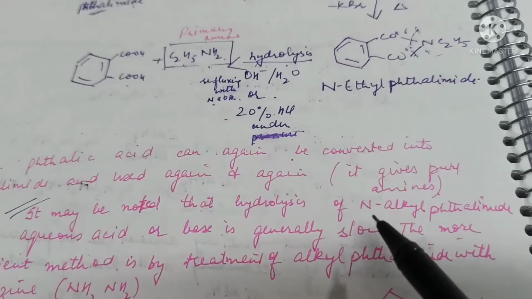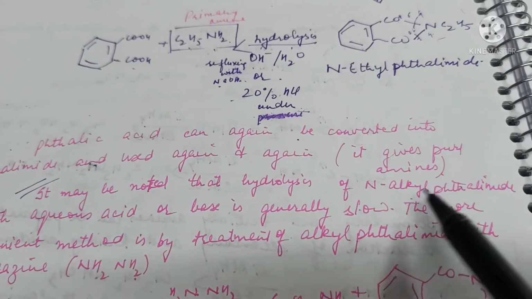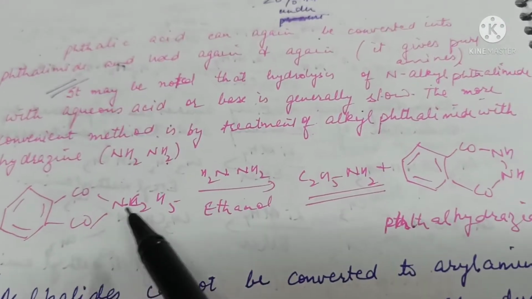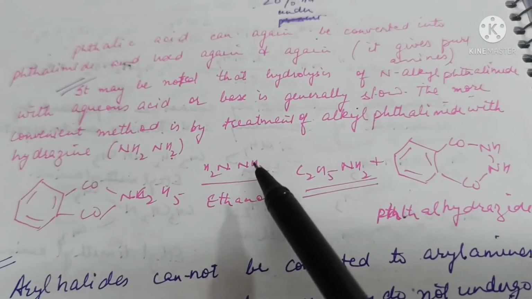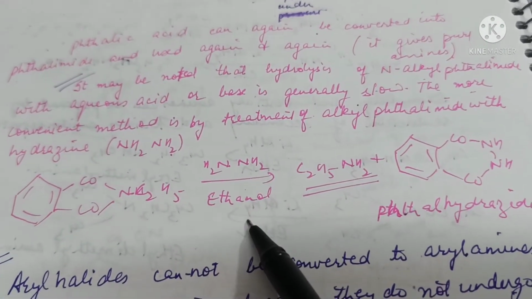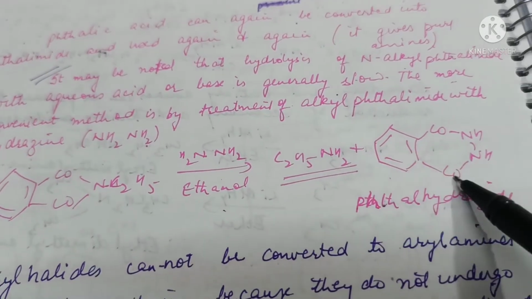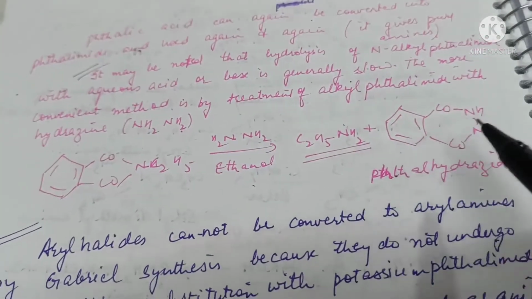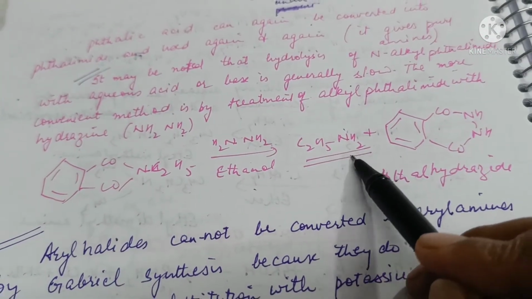It may be noted that hydrolysis of an alkyl phthalimide is a slow process. So instead, if we heat N-ethylphthalimide with hydrazine in presence of ethanol, the reaction will be fast and the product primary amine will be obtained. Only alkyl primary amine will be produced.